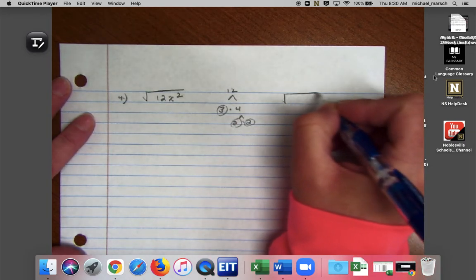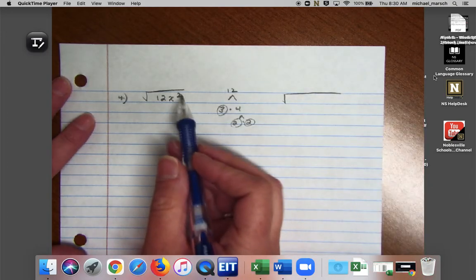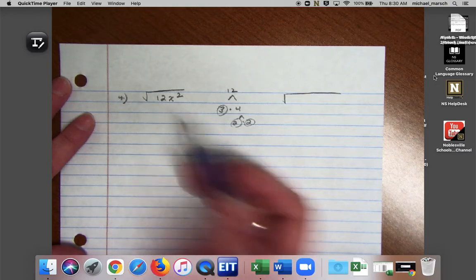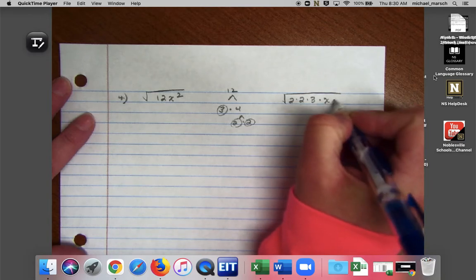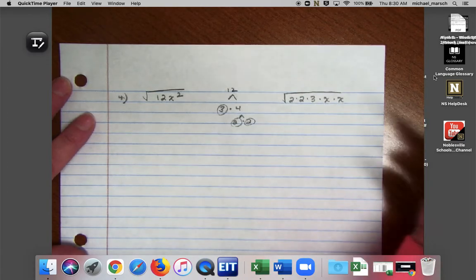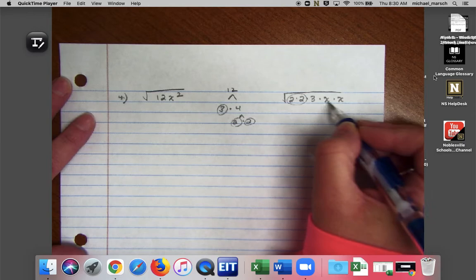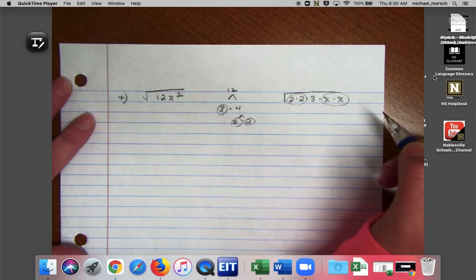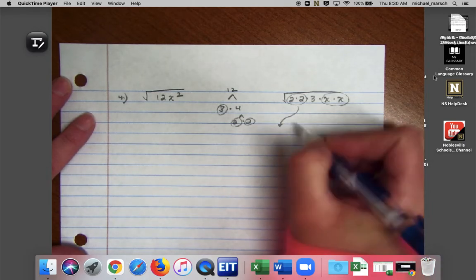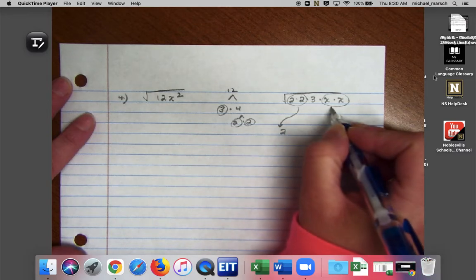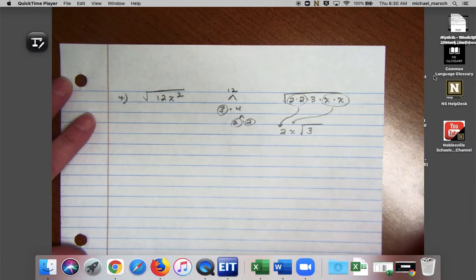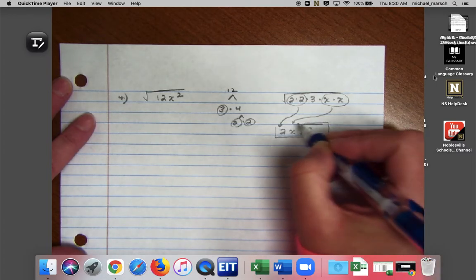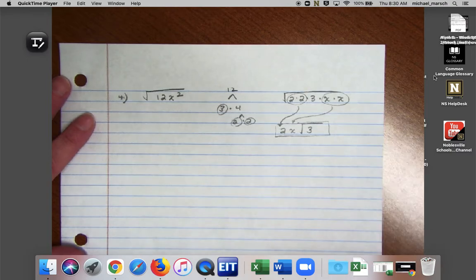The only difference now is that I also have to expand out this. So x squared, we all know, is like saying x times x. So what I have here is 2 times 2 times 3 times x times x. So I'm looking for my pairs. I have a pair of 2s, and I have a pair of x's. So I'm going to take the 2 out. I'm going to take the x out, and the poor 3 has to stay by itself. So there's my final answer, 2x square root 3.